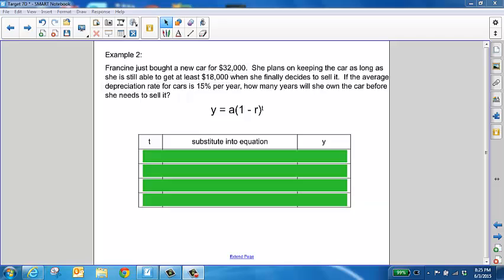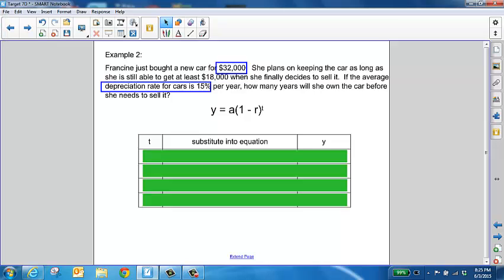So we need to identify what the A, the R, and the T are for this problem. Now, she buys the car for $32,000, so that's the starting amount, so that's what we're going to be using for A. Here in the problem it says the depreciation rate for cars is 15%. So that 15% is what we're going to be using for the rate.